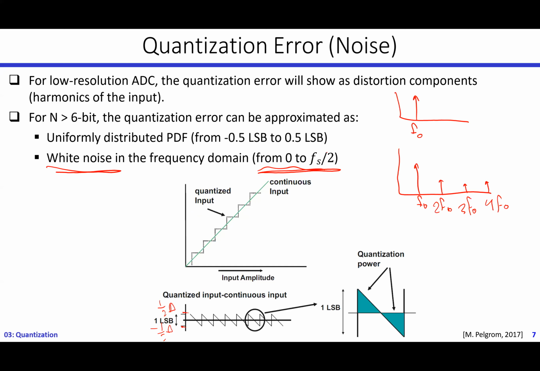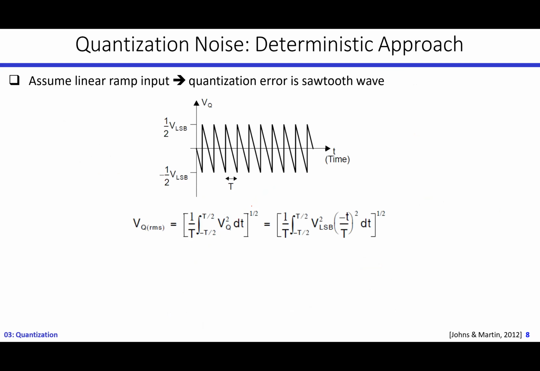Now, to compute it mathematically, if I assume my input signal is a linear ramp signal, shown in green, my quantization error will appear as a sawtooth wave between minus half LSB and half LSB. So I can find the root mean square (RMS) value. How can I find my RMS value? First, I square my signal, so I find the square of my signal. Then I find the mean by integrating.